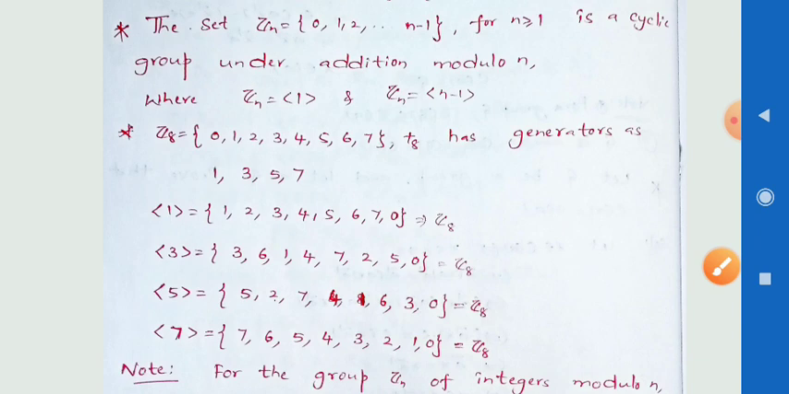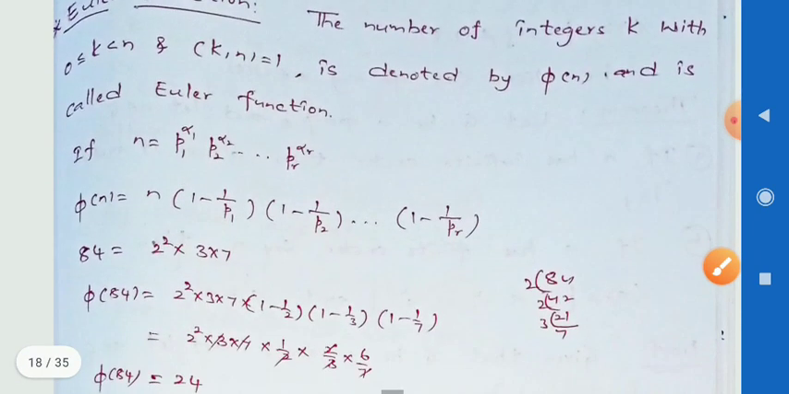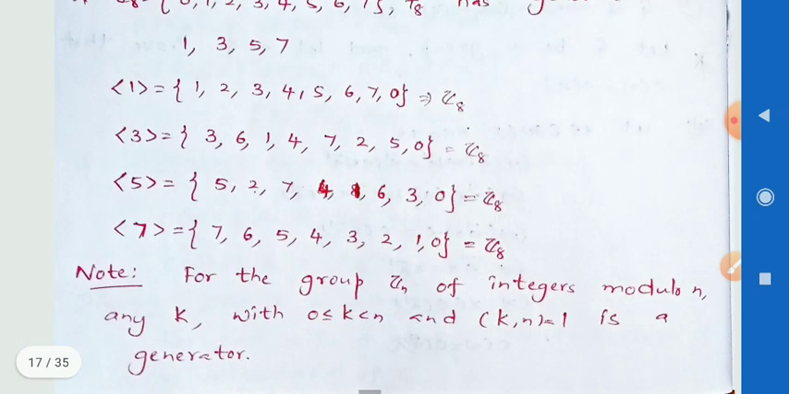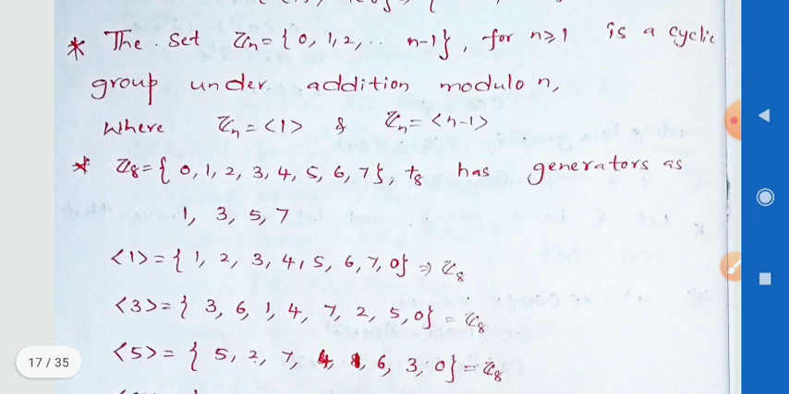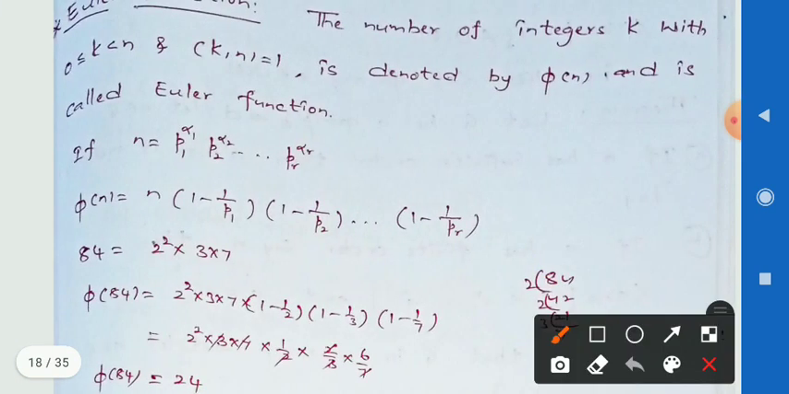By the principle we have like this: n is equal to p1 power alpha 1, p2 power alpha 2, up to pr power alpha r, then phi of n is equal to n into 1 minus 1 by p1, 1 minus 1 by p2, up to 1 minus 1 by pr. Here in the last example, n is the number of elements. In this example the number of elements is 8, means n is equal to 8.